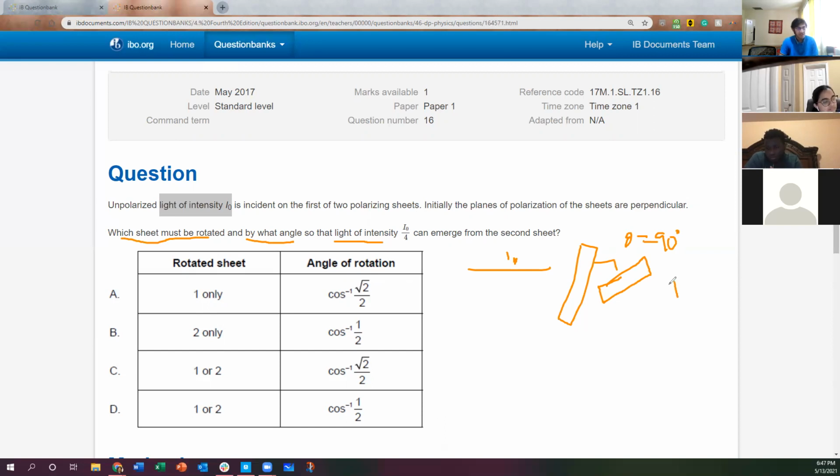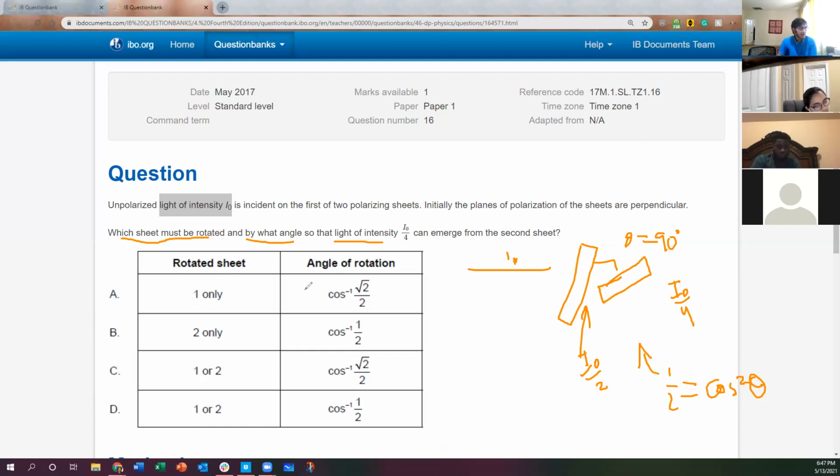from the second sheet? If we want I0 over 4 here, okay, we know that after the first sheet, the intensity is going to be I0 over 2. That means to get from I0 over 2 to I0 over 4, we must have multiplied by a half. By Malus's law, we know that that half has to equal cos squared theta. Okay? That half has to equal cos squared theta.